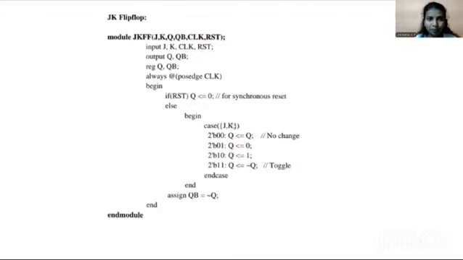So here, coming back to the program, inputs are J, K, C, that is clock, and reset. Output is Q and QB, and we register Q and QB always at the positive edge of the clock. We will begin the program here: if reset, Q is less than or equal to 0, and we begin case JK. That is, if both the inputs are 0, Q is set to Q. If the inputs are 0 and 1, Q value is set to 0. If it is 1 and 0, it is 1, and if it is 1 and 1, it is the toggle output.